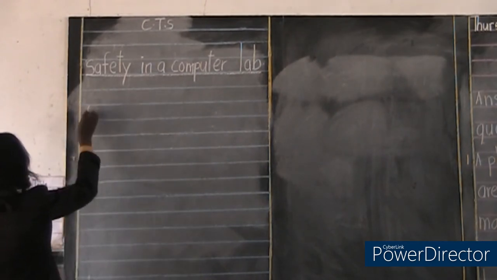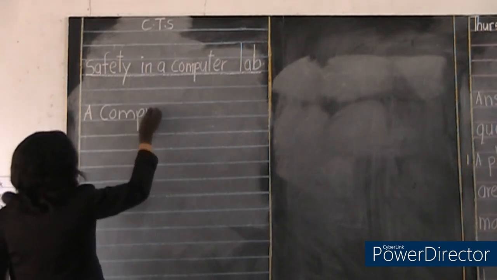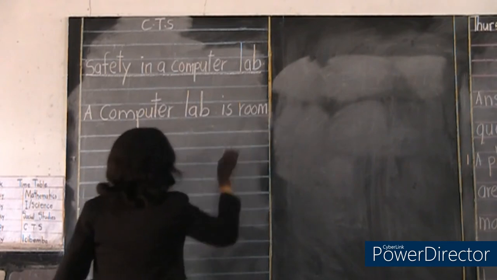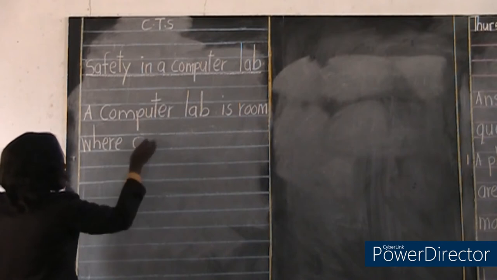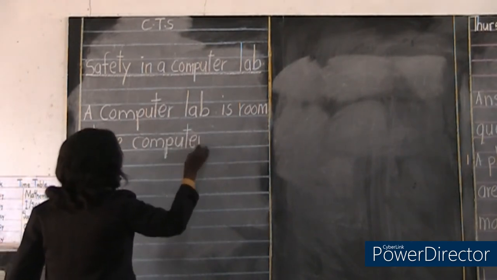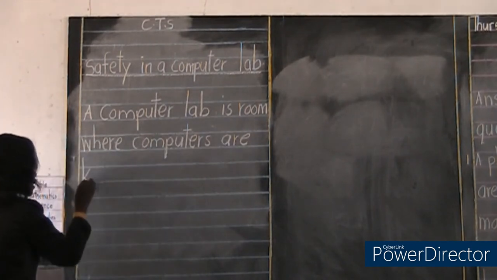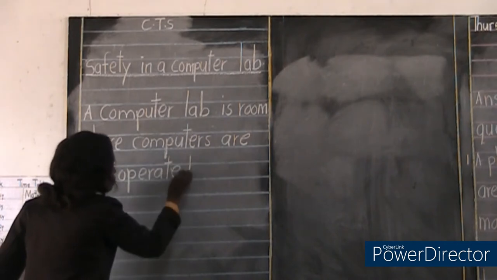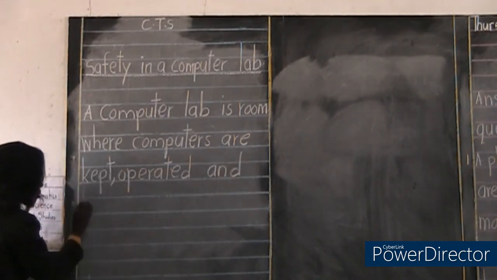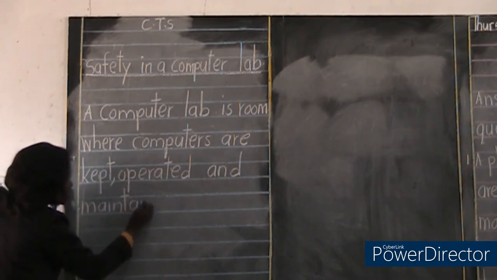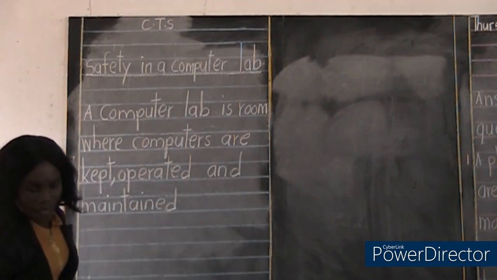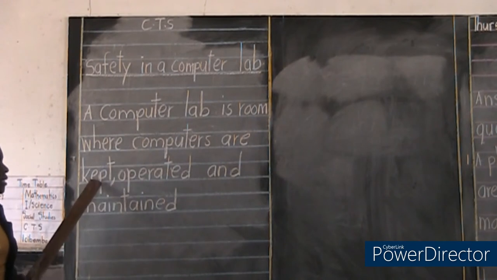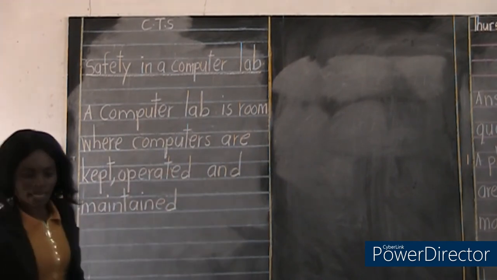Let me write this definition. We say a computer lab is a room where computers are kept, operated, and maintained. So you are supposed to know this, okay? You are supposed to know this definition for a computer lab. So, let's read this. A computer lab is a room where computers are kept, operated, and maintained. This is a computer lab.